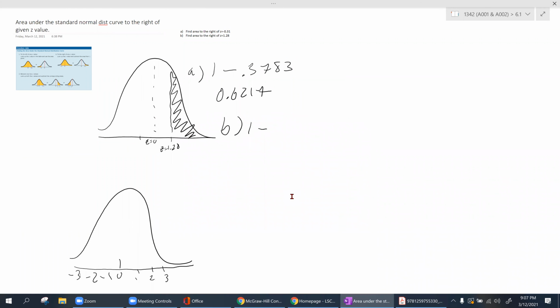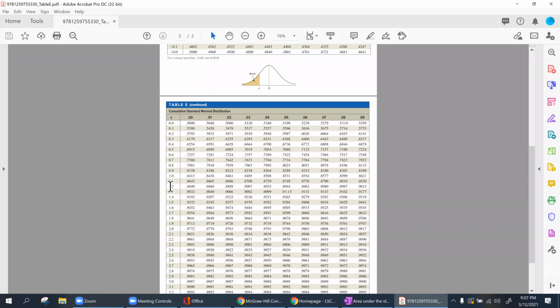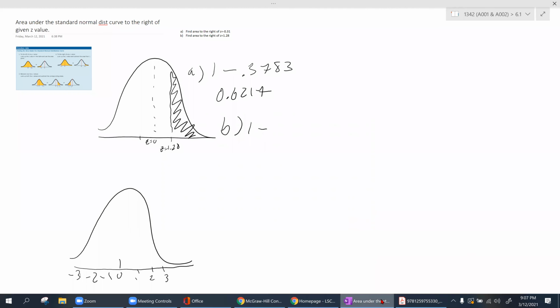What was I looking for the area for? Oh yeah, to the right of 1.28. So I know that's going to be less than a half. Let's locate 1.28. No, this is the negative values. 1.28: 1.2 is here, and I'm going to look for 8 on top. 1.28 right there is 0.8997. I want everything to the right, so I know it has to be 1 minus that. So 1 minus 0.8997 is going to give me 0.1003. I know that's less than a half, so that works.